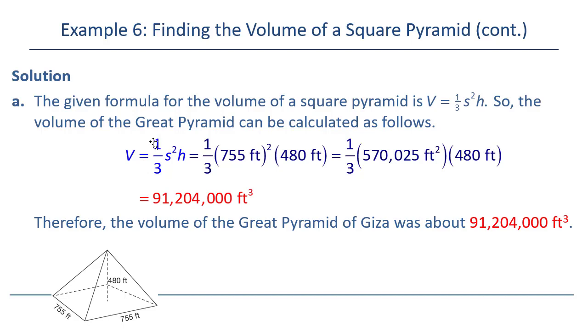Okay, 1/3 area of the base times height, or 1/3 times 755 times 755 times 480. Do the math in the calculator and get this big old number, right? 91,204,000 square feet. So a little bit more than 91 million square feet.